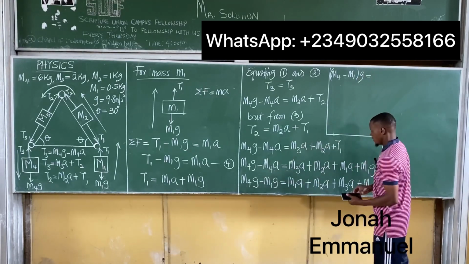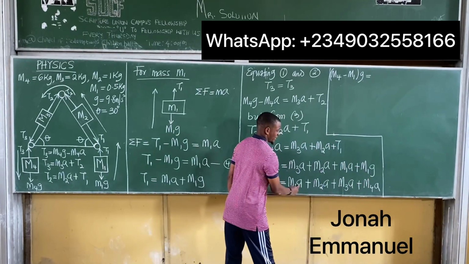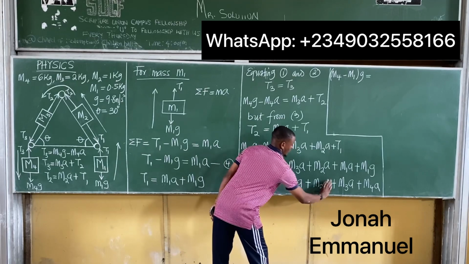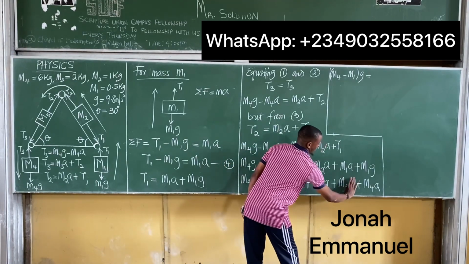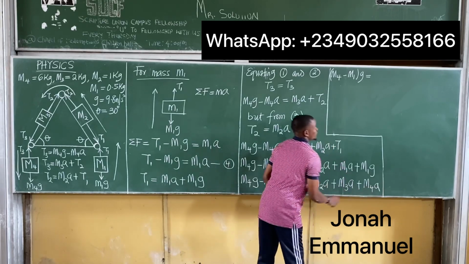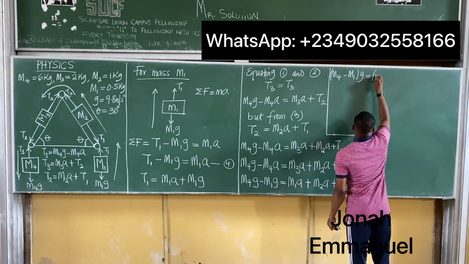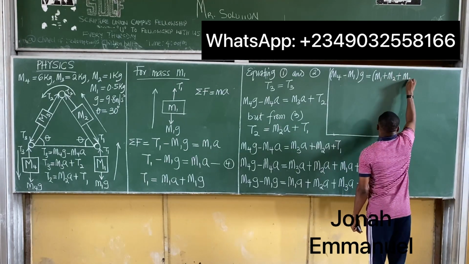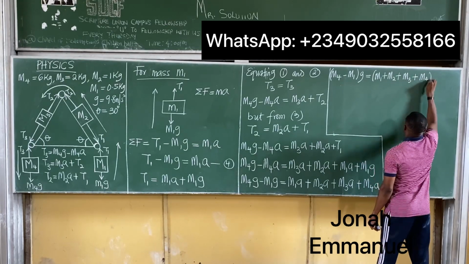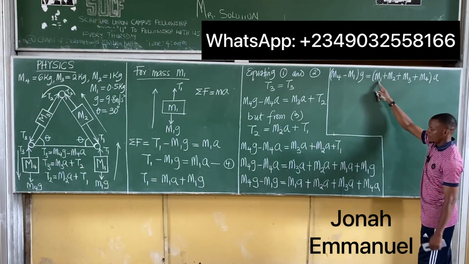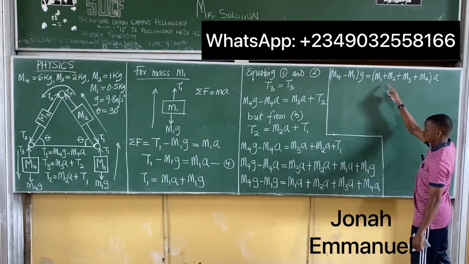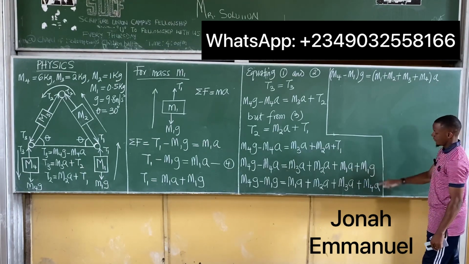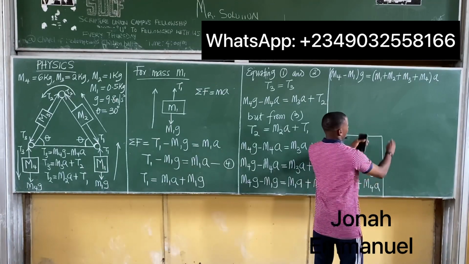That's equal to, and next task would be to factorize the A out of it. So if I remove A from here, I'm left with M1. Remove A here, I'm left with M2. Remove A here, I'm left with M3. Remove A here, I'm left with M4. So that will be equal to M1 plus M2 plus M3 plus M4 all into A. So A times M1, M1A, times M2, M2A, times M3, M3A, and then A times M4, M4A. So I have this. So let's get the value of the acceleration.